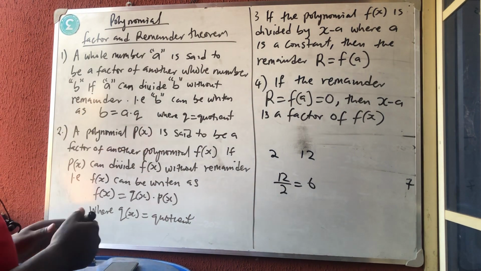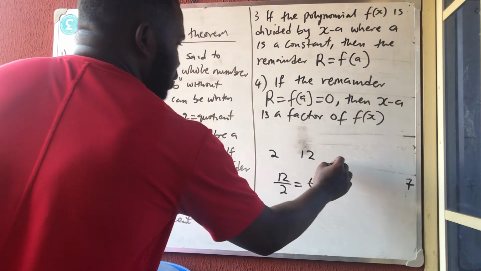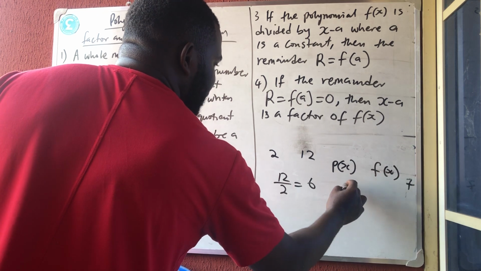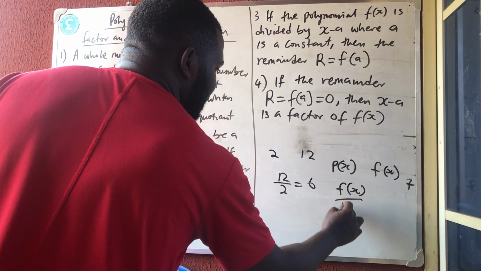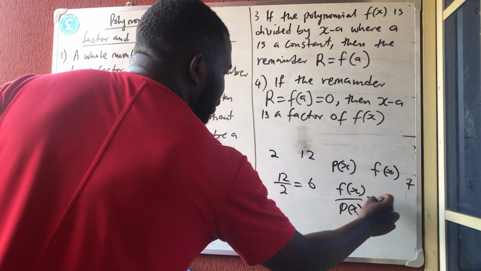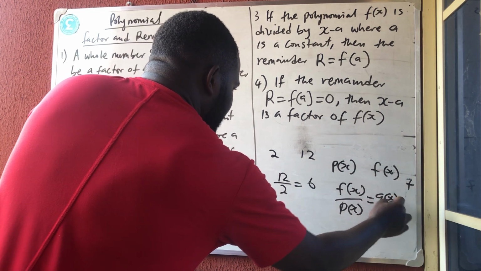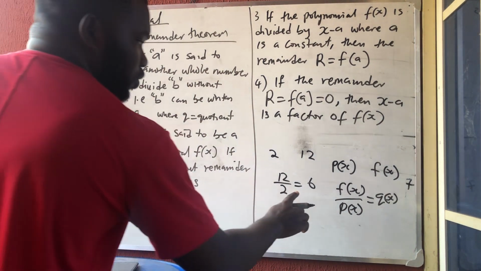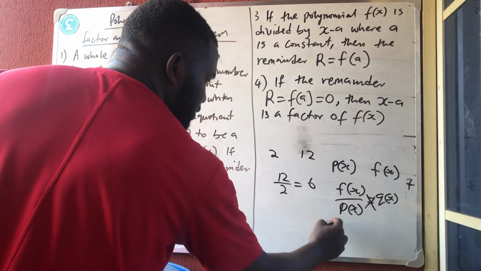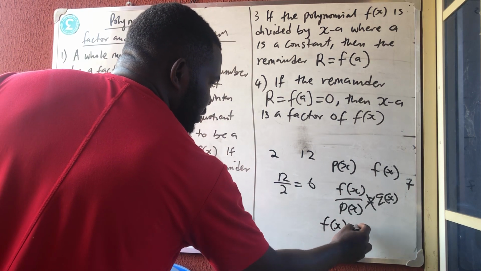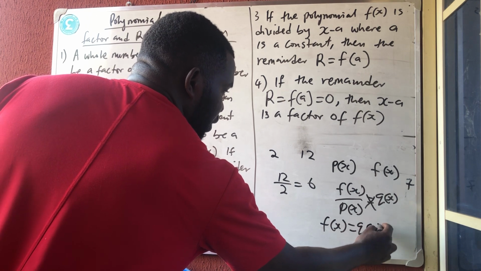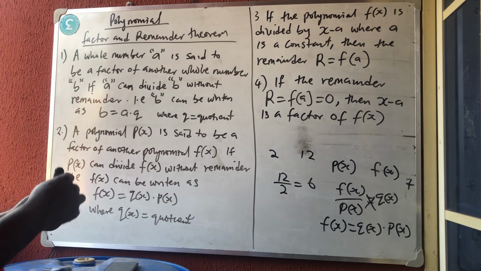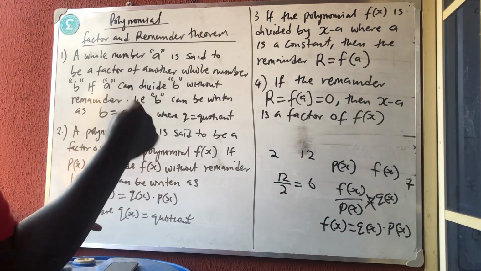That is the meaning. For polynomials, if we say that a polynomial p of x is a factor of another polynomial f of x, it means that when f of x is divided by p of x, I get another polynomial, the quotient, without any remainder. So if I cross multiply, to get my f of x, I just multiply the quotient by the divisor, like I told you in the first video. That is when you get the polynomial.